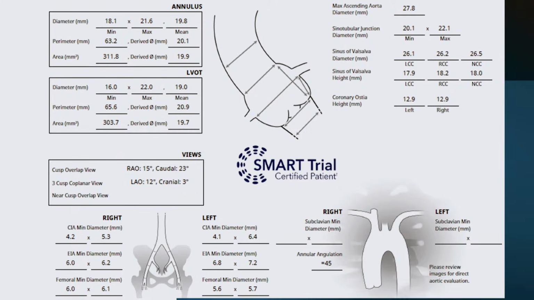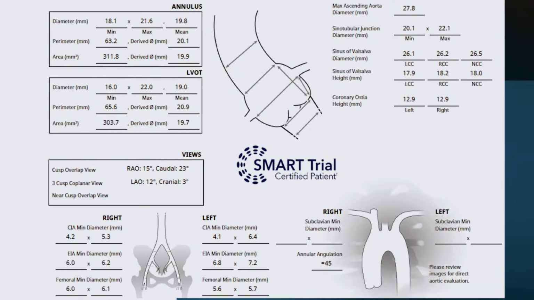So what is important is, if we are considering a 26 Evolut valve, the waist is 22 in diameter. So the sinotubular junction, if it was too narrow, it would have been difficult to use that particular valve. So considering these parameters, we can use a self-expanding valve, probably a 26 size.